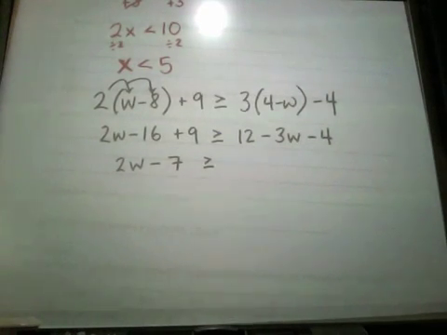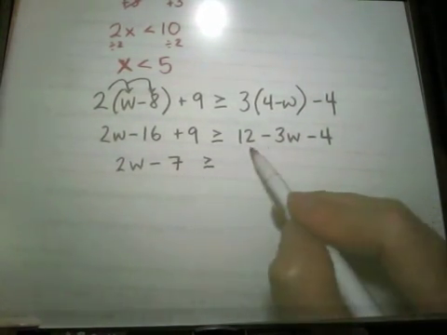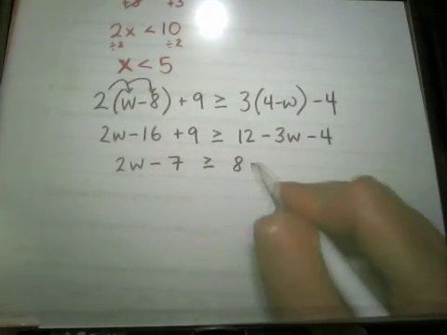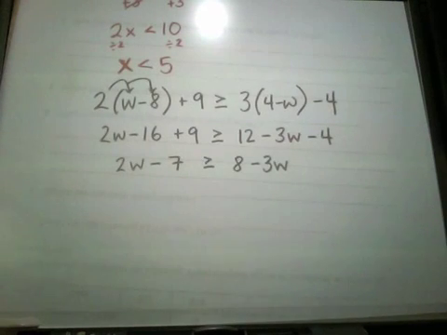How about on the right side? What like terms can I combine? Rebecca? 12 and negative 1. Good. 12 and negative 4 makes 8. And I still have minus 3w. So that was just an extra step of distributing and combining like terms before we move anything around.